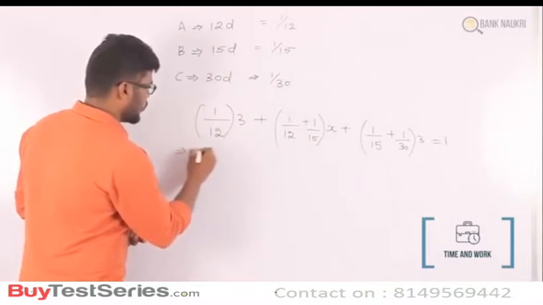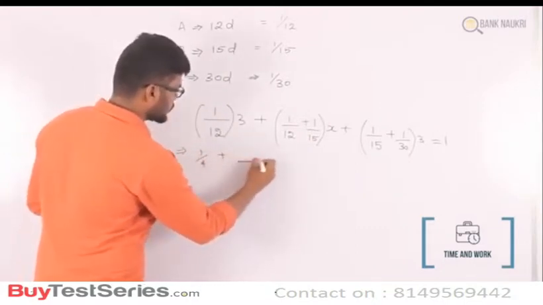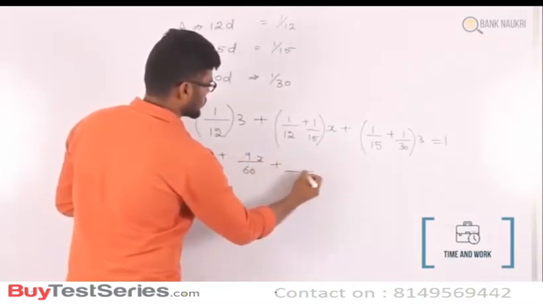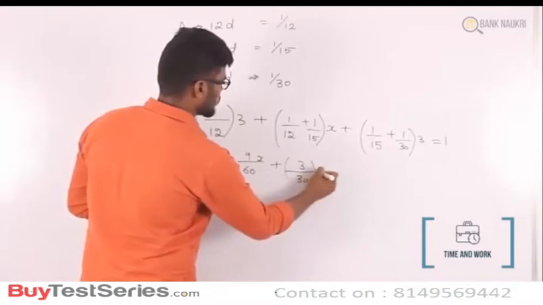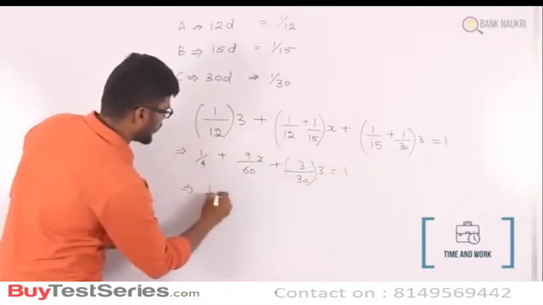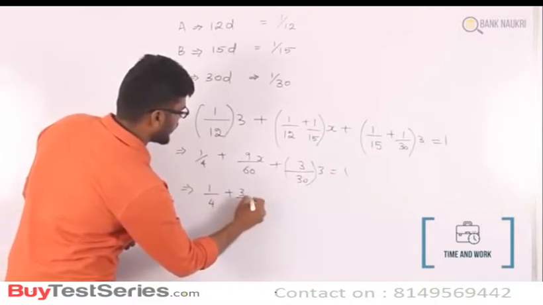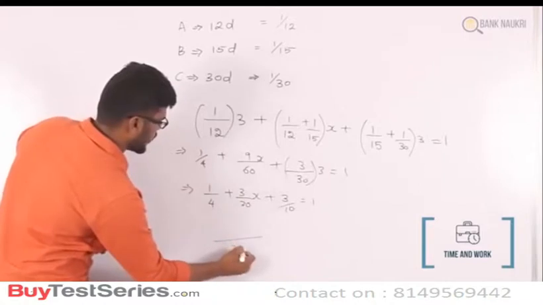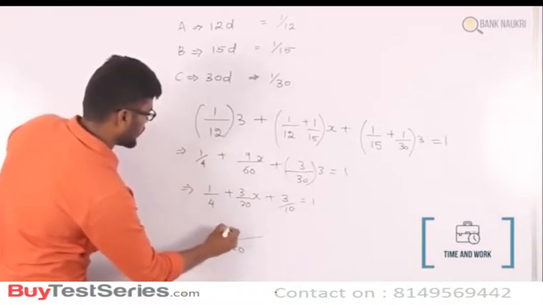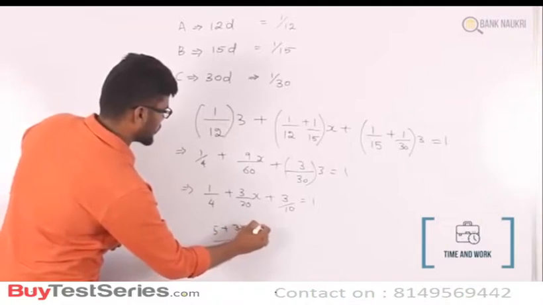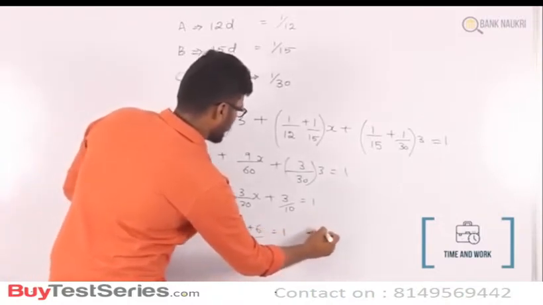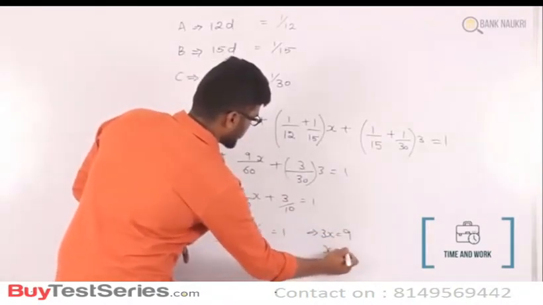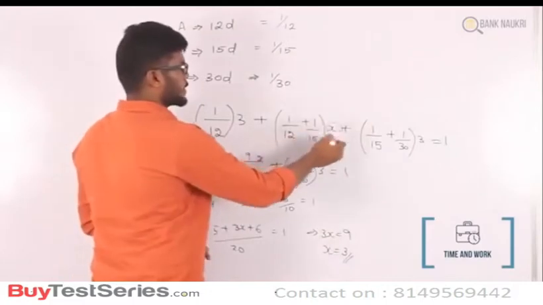So let's solve it. 1 by 4, which will be 1 by 4 plus 3 by 20 x plus 3 by 10 is equal to 1. Taking the LCM as 20, which will be 5 plus 3x plus 6 is equal to 20. So 3x is equal to 20 minus 11, which is 9. So x is equal to 3. So I found that x is nothing but 3.